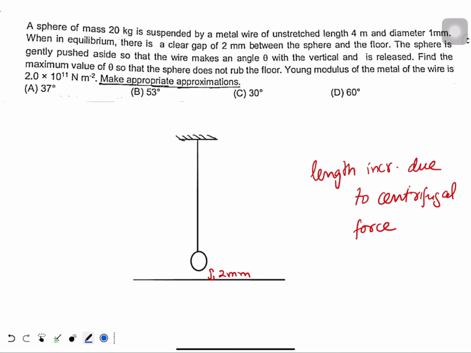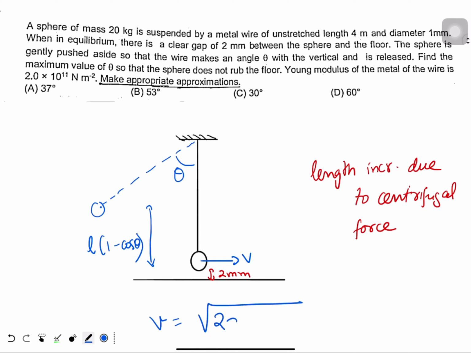So let's say that the system was released from angle theta. The sphere was at this position. So what is the height of the sphere in this position? This height will be L cos theta and total is L. So this will be L times (1 minus cos theta). So what is the velocity at this point? V. By energy conservation we can find V will be under root of 2gh. Correct. So that will be under root of 2gL(1 minus cos theta).